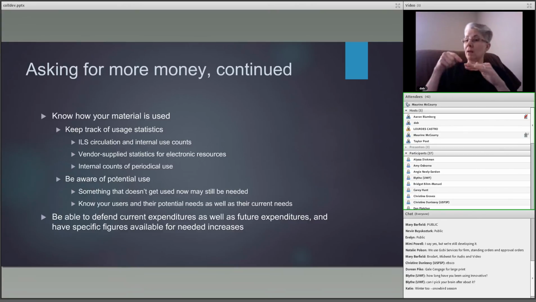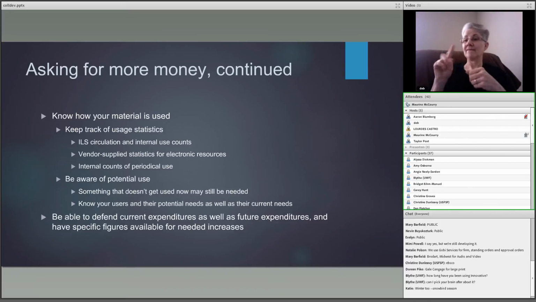More about asking for more money, you need to know how your material is used, and so this involves keeping track of usage statistics. Your ILS will most likely provide circulation and internal use counts. The Innovative system does, and Innovative has some features that a lot of other systems don't have, but I think most library systems would provide this kind of information.